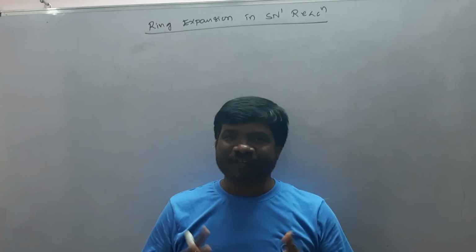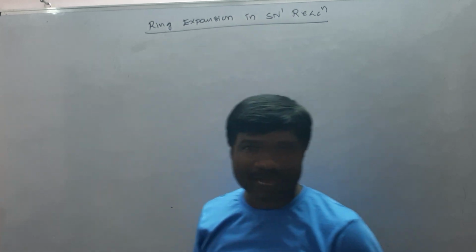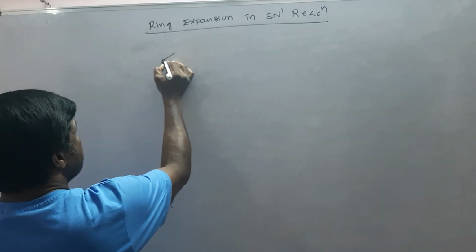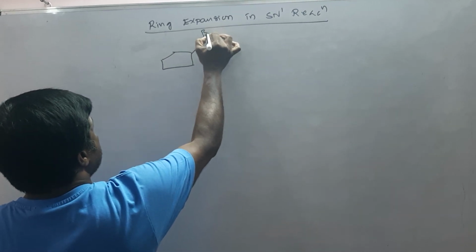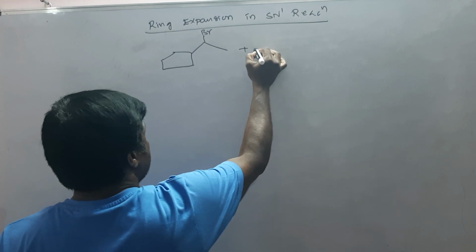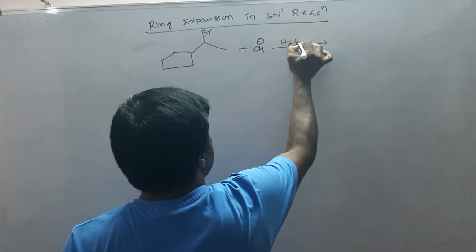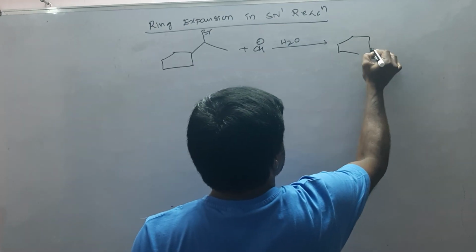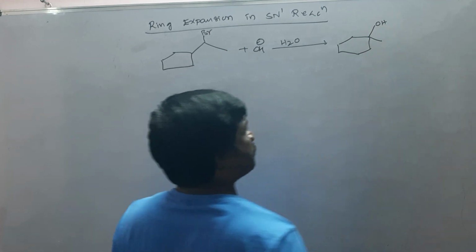Today we discuss a very important reaction, that is ring expansion in SN1 reaction. So what happens in the ring expansion in the SN1 reaction? Here is a compound with bromine, which reacts with OH minus. This is a weak nucleophile in the presence of a polar solvent. So the final product is this one. Ring expansion is possible here, OH.